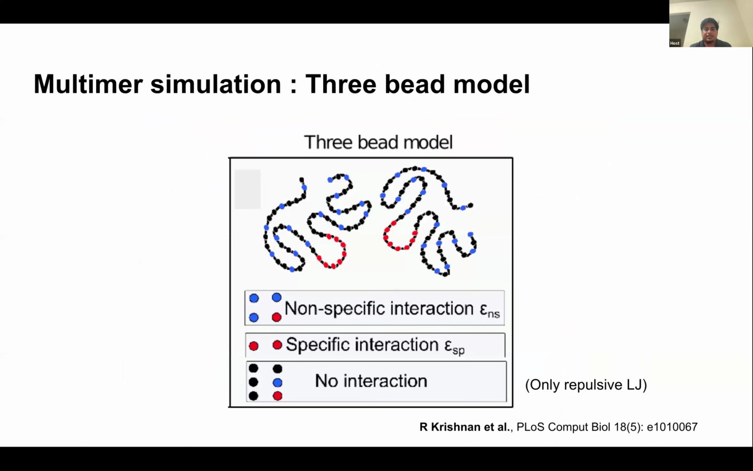So what we did is we introduced a third bead which just interacts repulsively. They don't have any attractive interaction, they have only repulsive interaction with any other bead. So we introduced a black bead which has repulsive interaction with any other bead. The number of black beads is varied so that the percentage of non-specific beads is affected.